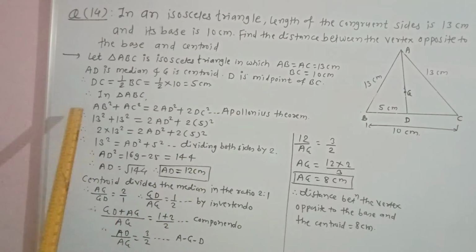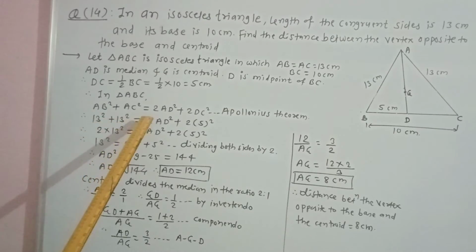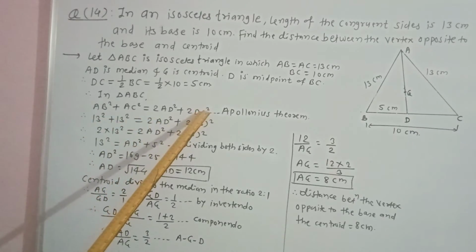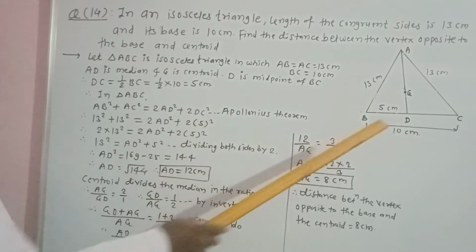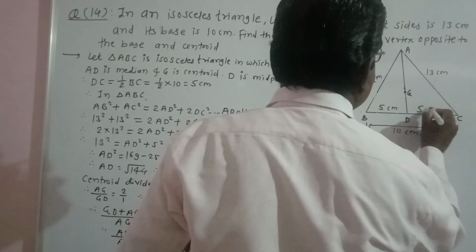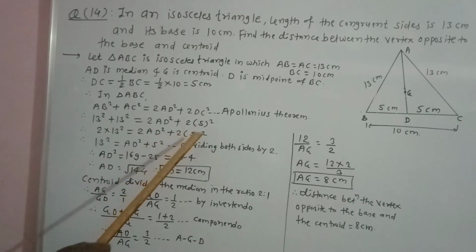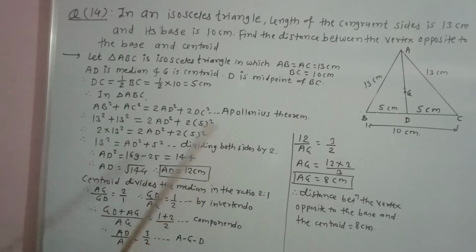Now put the values. AB is 13 square plus AC is 13 square, plus 13 square is equal to 2 into AD square, and DC is equal to BC here. So the values of BC and DC are the same, so DC is equal to 5 also. So 13 square plus 13 square, 2 into 13 square is equal to 2 AD square plus 2 into 5 square. Divide both sides by 2, that is this 2 and this 2 will get cancelled, therefore 13 square is equal to AD square plus 5 square.